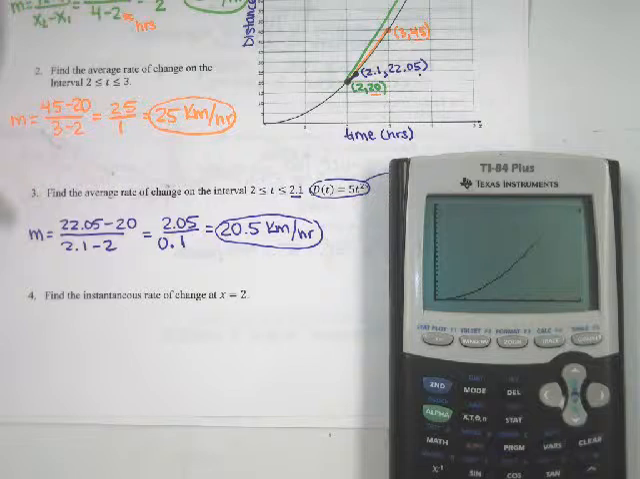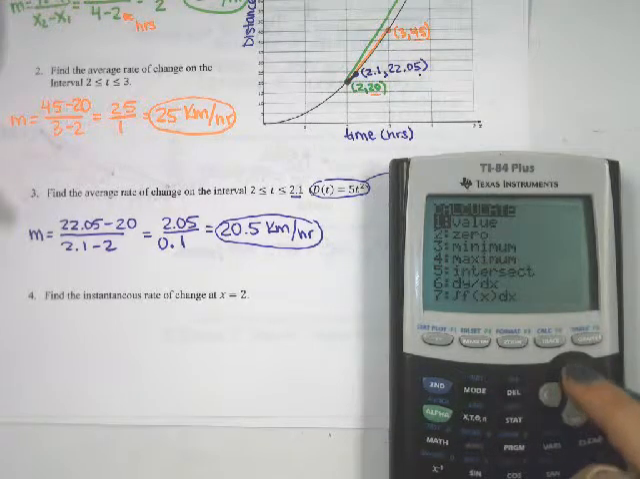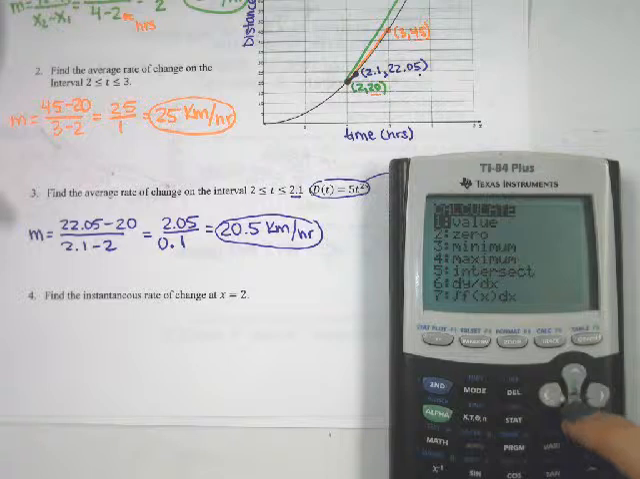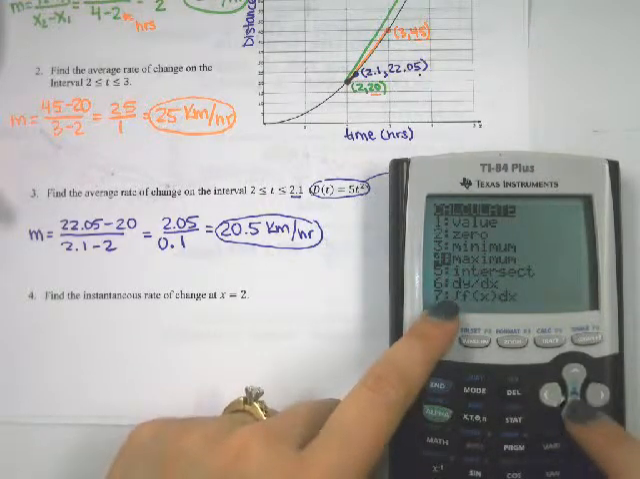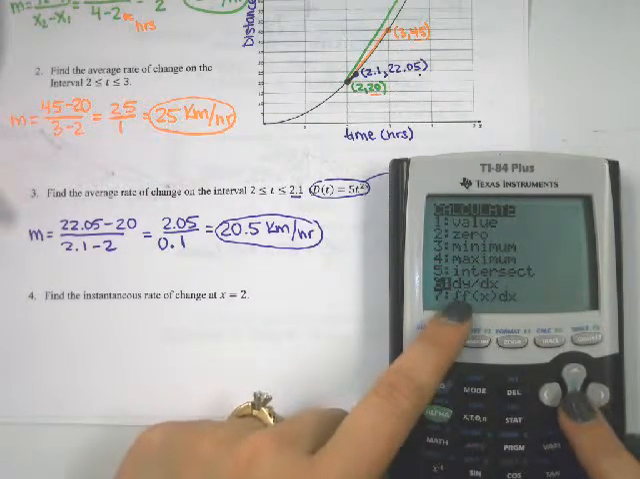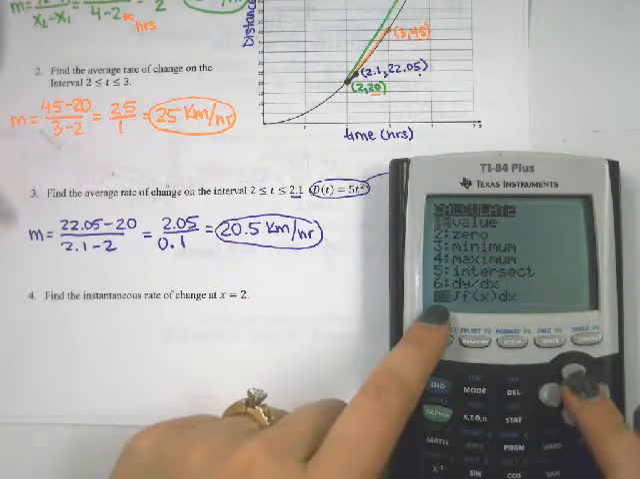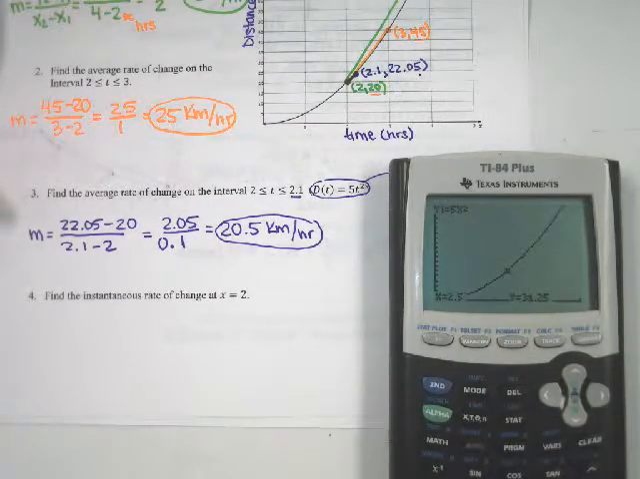So there it is. If we want to find the instantaneous rate of change in our calculator, we can press second, calculate. Now it's not just going to say instantaneous rate of change. There's another word for it, and we'll talk more about this in 20C and D. So number 6 says this is called dy over dx. Number 6, dy dx. This will give you the instantaneous rate of change at any point along your line.